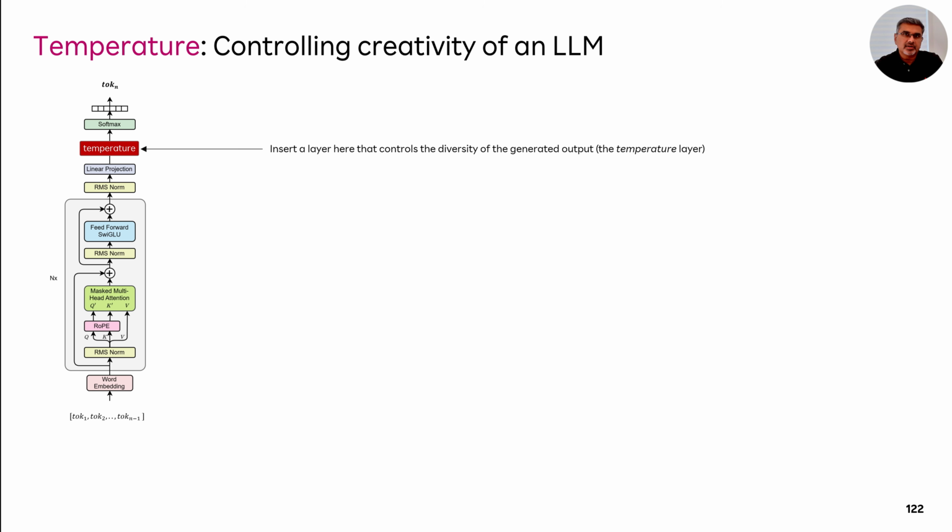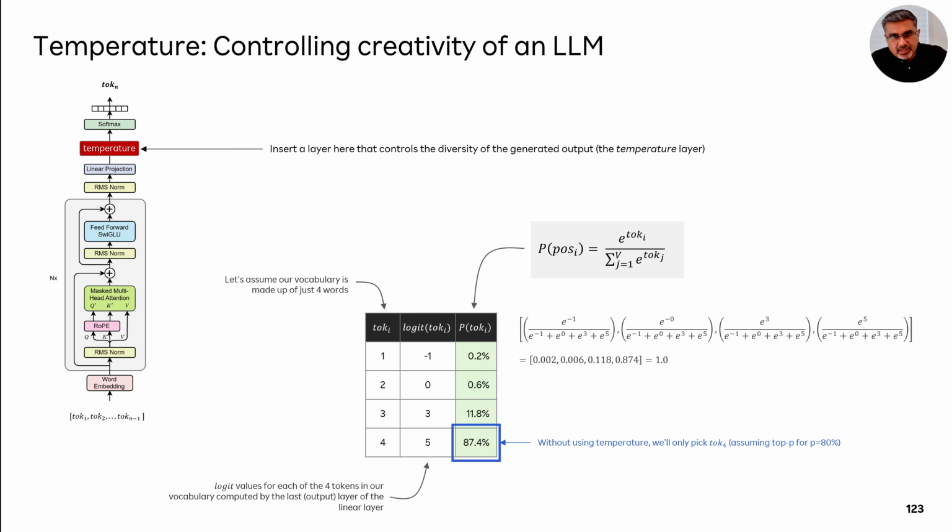Let's say that our vocabulary only has 4 words. Just to make our understanding more solid and easy, let's start with small sizes. Let's say your entire vocabulary is made up of only 4 words. Now, for the token that is being generated, let us say the logit value for the first token is -1, the logit value for the second token is 0, for the next token is 3, and for the fourth token is 5. So when you softmax it, what do you get? You get these probability distributions: 0.2 for the first token, 0.6 for the second token, 11.8 for the third token, and 87.4 for the fourth token, correct? By the way, all of this, when you add it, goes to 100%.